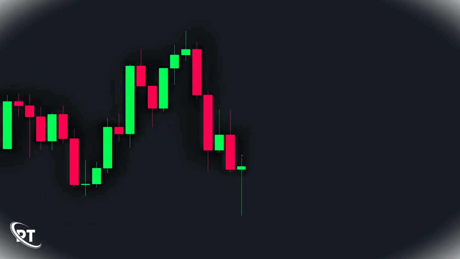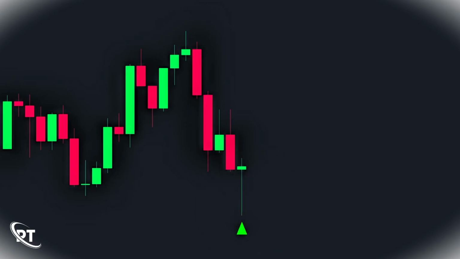When you see a pin bar candle forming on a chart, it means that sellers initially took control, pushing the price down to a low point. But then buyers stepped in, rejected that move, and pushed the price back up before the candle closed. This shows that, while both sides were active, buyers ultimately came out stronger.